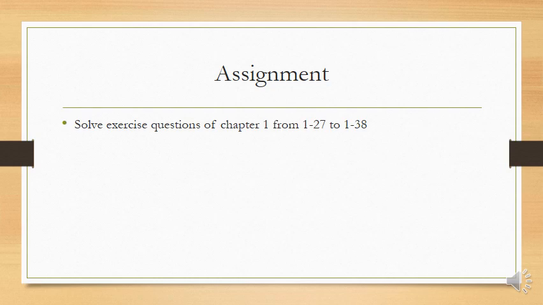Now you have to solve all this type of questions in the exercise, from question number 27 to 38. And this is your assignment. You have to submit it.